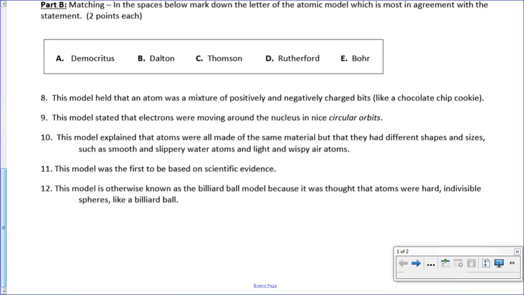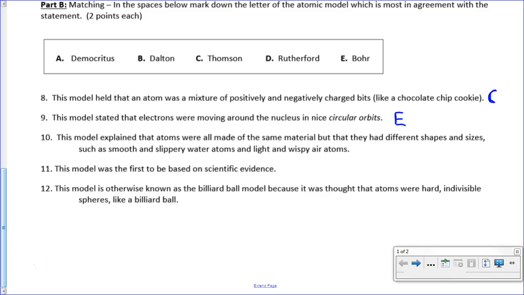This one here is all about the different historical models of the atom. Again, this model said that the atom was a mixture of positively charged and negatively charged bits, like a chocolate chip cookie. This was Thomson. It was otherwise known as the plum pudding model. All right, so Thomson is C. Number 9, the model stated that electrons were moving around the nucleus in nice circular orbits. Bohr was the one who thought this, so that is E.